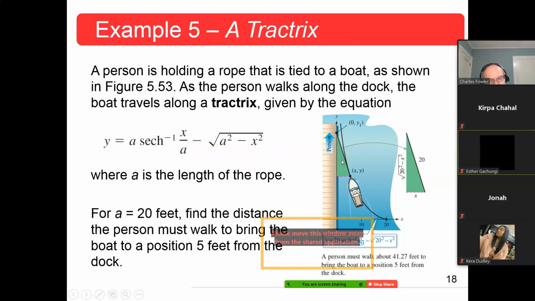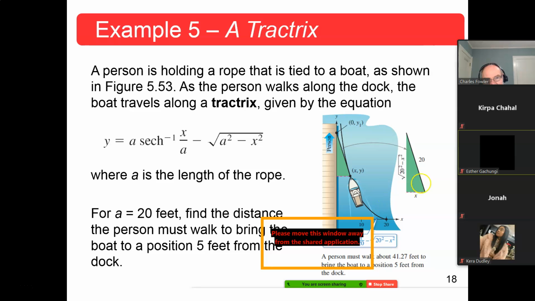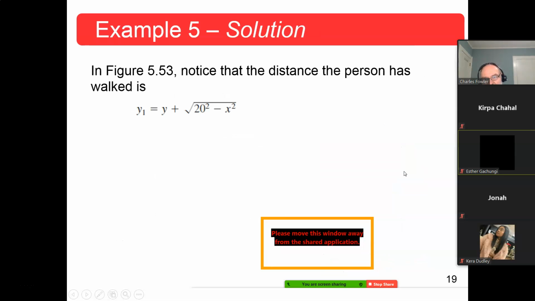So this is a really convoluted type of problem, and that's because tractrixes are hard to calculate. Now that I see the Y is the coordinate for the boat, Y1 is where the person is, that Y, plus minus this thing right here. Okay, right, did I say that right? No, it's the Y plus this thing right here. So that's where they get this formula here.